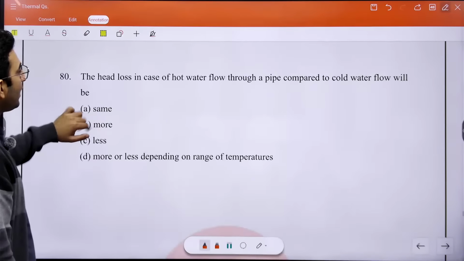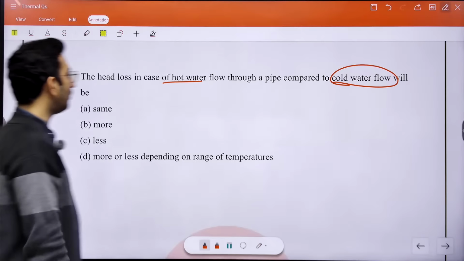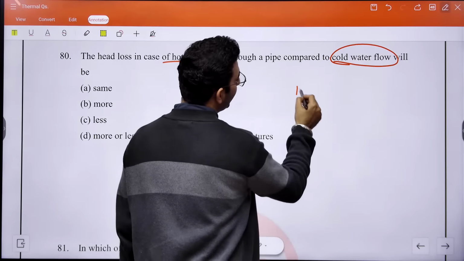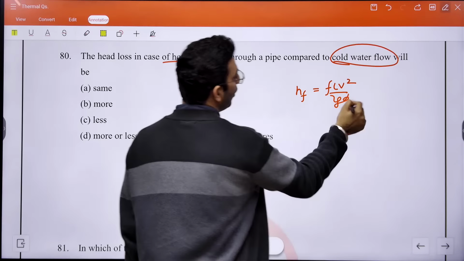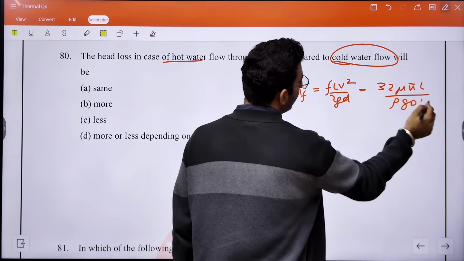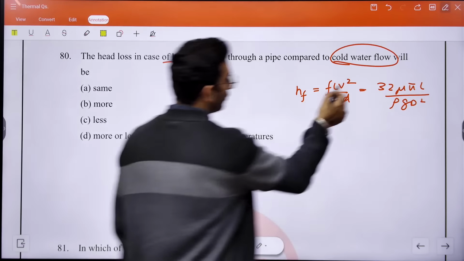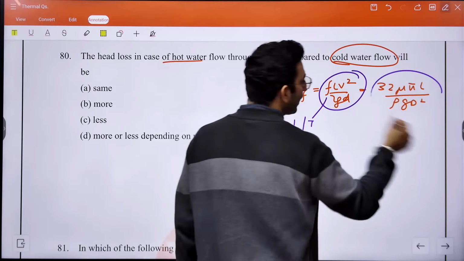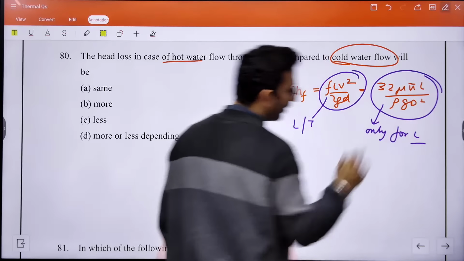Next, the head loss in case of hot water flow through a pipe compared to cold water flow will be... First of all, what is the formula of the head loss? The head loss formula is written as fLV squared upon 2gD, or you can write 32 mu U bar L upon rho g D squared if I assume laminar flow. Remember the condition also: the latter formula is applicable only for laminar flow.